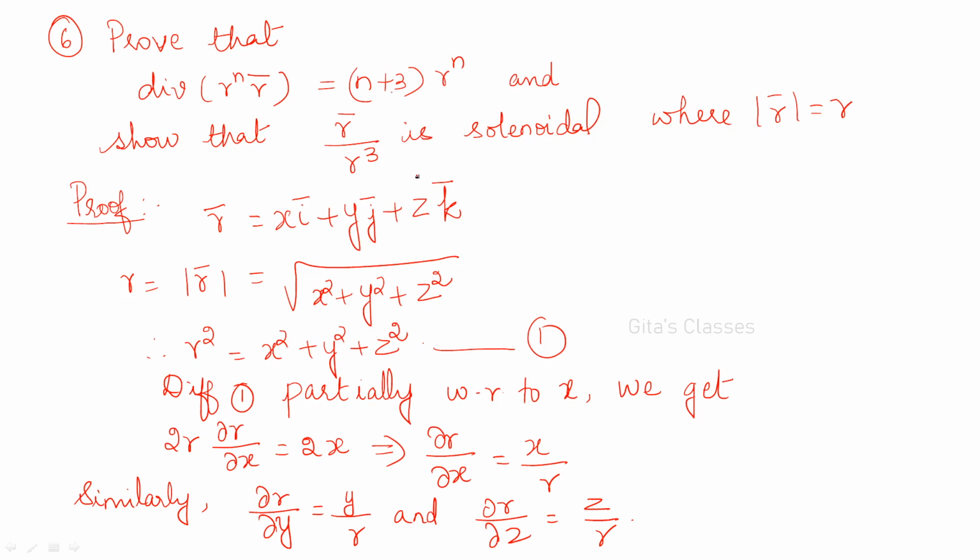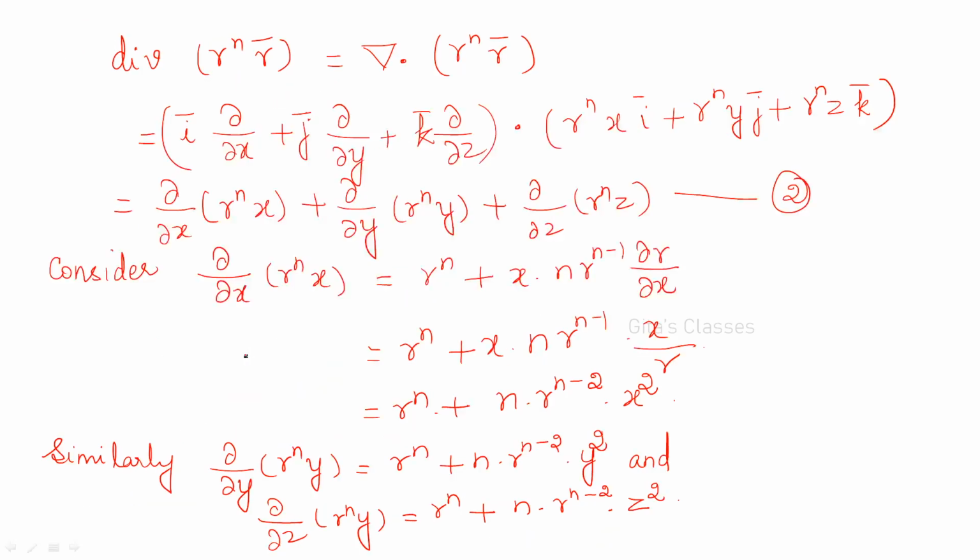And show that r bar by r cube is solenoidal. Okay. So, as usual, r bar is equal to, as I have explained in the previous problems, r bar you have to take r squared, ∂r/∂x, ∂r/∂y, ∂r/∂z.